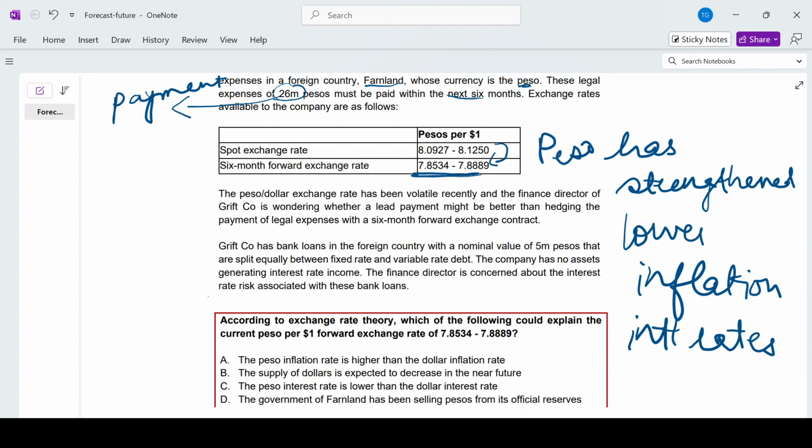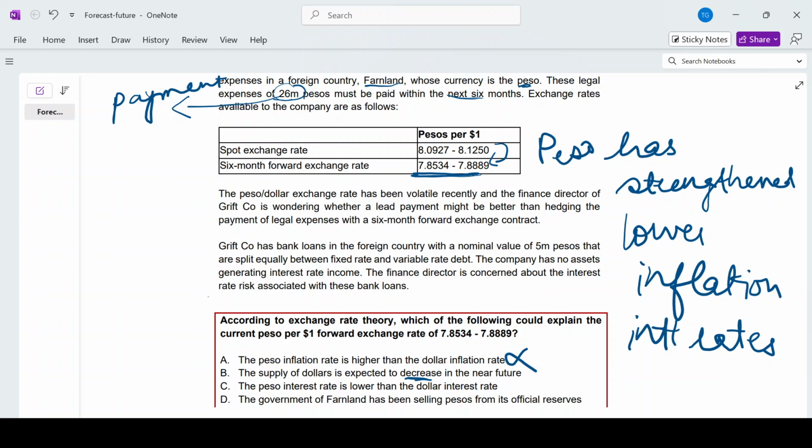First says peso inflation is higher than dollar inflation. This is something which we can straight away eliminate. If a currency is getting stronger, that means lower inflation, lower interest rates. Option B: supply of dollars is expected to decrease in the near future. Now talking about the supply, I get reminded of the law of demand and supply. So the law of demand says whenever the demand for any specific good increases, then the price will increase. So here the dollar is losing out, the dollar is depreciating.